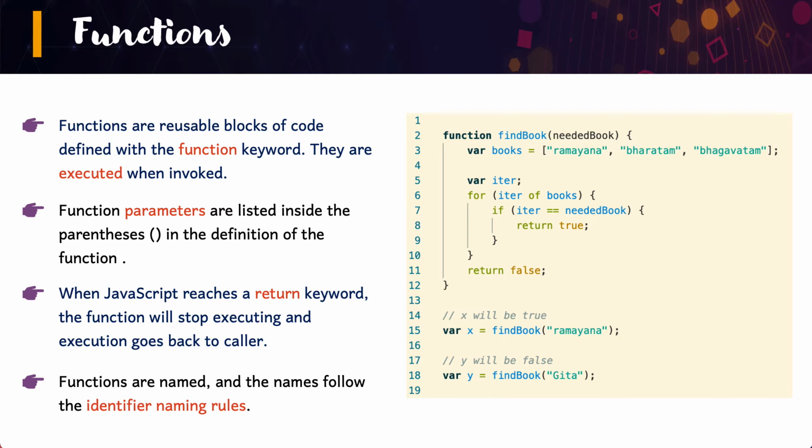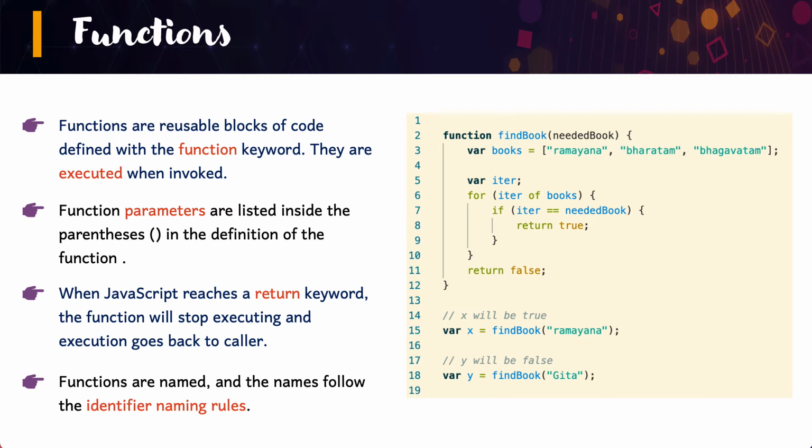Now, we have not talked about the name findBook in line number 2. This is the name of the function, and it should immediately be there after the function keyword. The name of the function is also an identifier, and therefore it should follow all the rules that we have discussed in one of the earlier classes about how to name the identifiers. The same rules are applicable for naming the functions also.